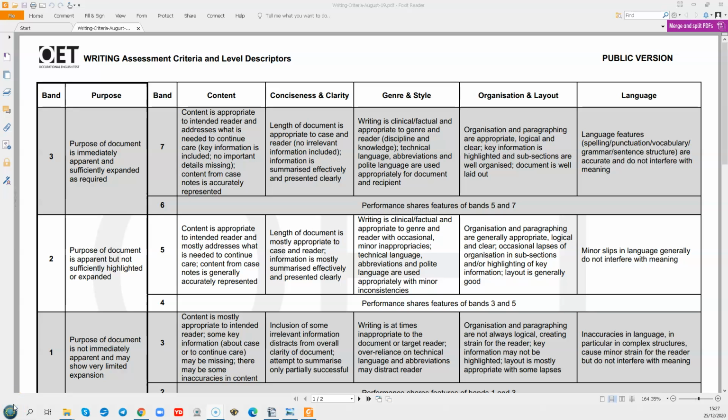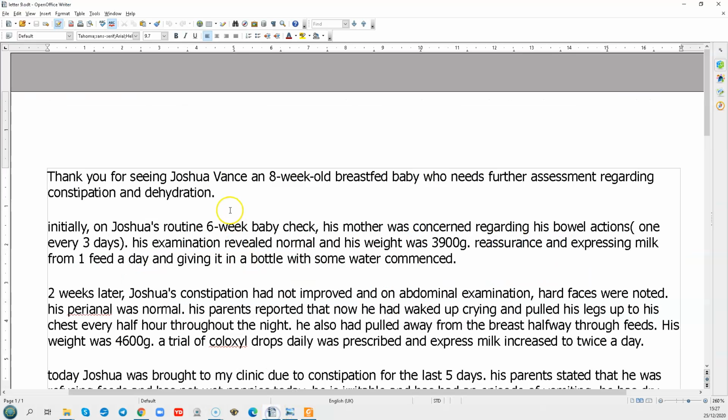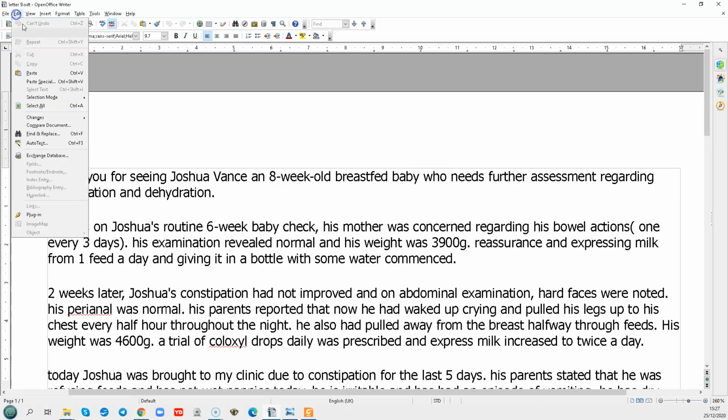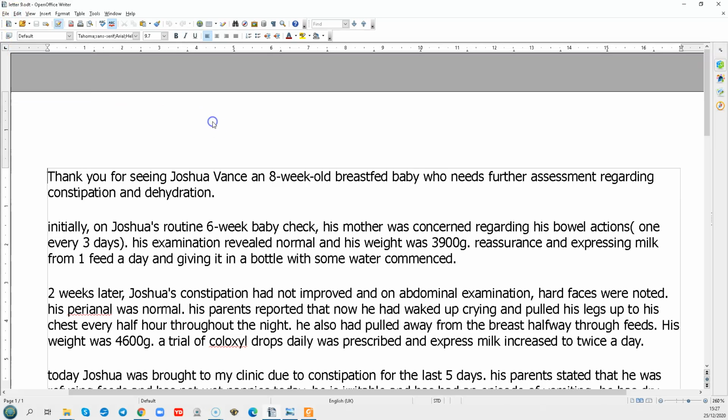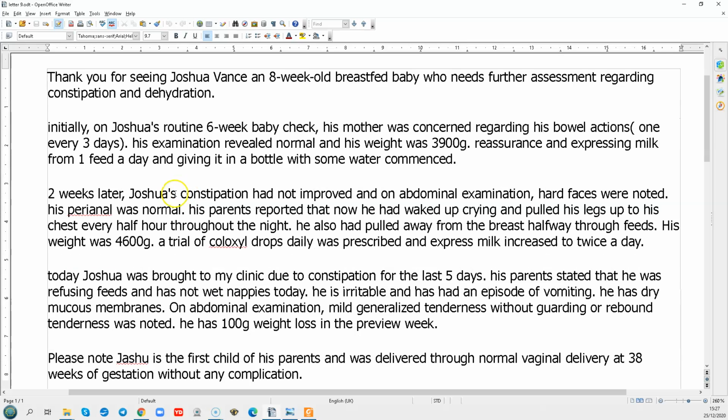Okay, time for a letter. This should be letter number 9. So, I've got the criteria, and I've got the letter, and I've got the photographs of the case notes. So let's have a look at this. Now, there's a few things I've noticed. Some grammar issues here, and also there's some expressions which are virtually copied straight from the case notes, which is not good. Examiners don't like that when you copy too much straight from the notes.